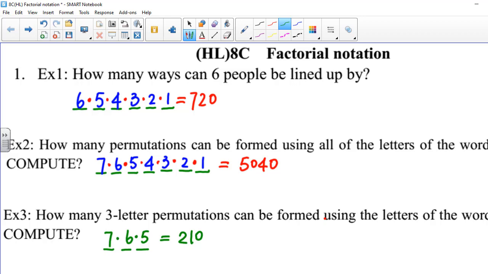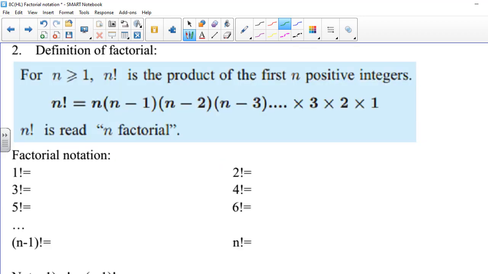Let's look at what is a factorial symbol. Definition of a factorial. For n greater than or equal to 1, this symbol is called a factorial symbol. It's the product of the first n positive integers. Mathematically, n factorial is equal to n times n minus 1 times n minus 2 times n minus 3, all the way down to times 3 times 2 times 1. The symbol n! is read n factorial.